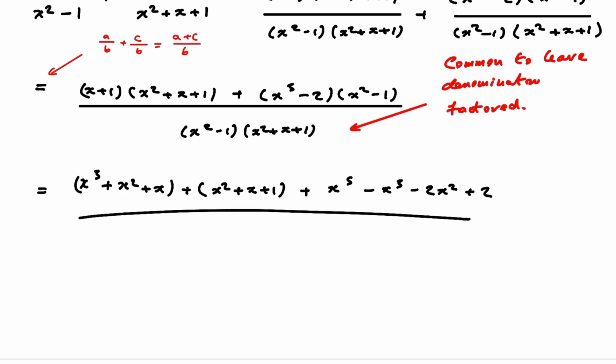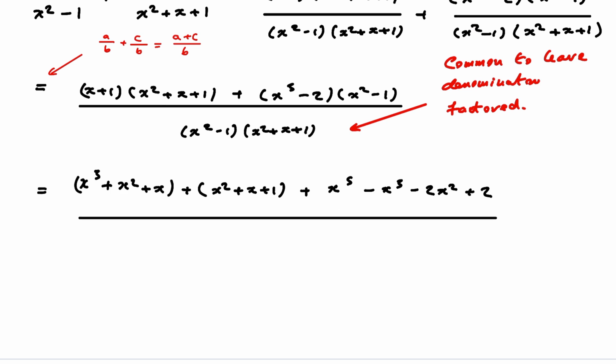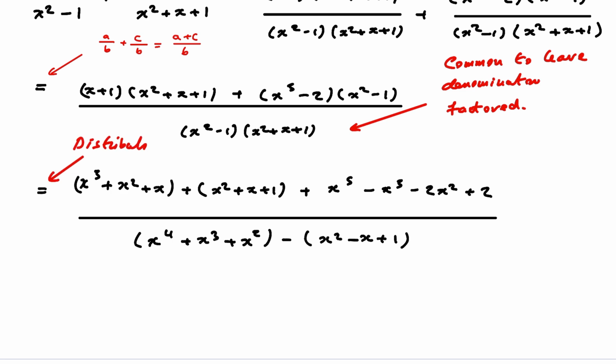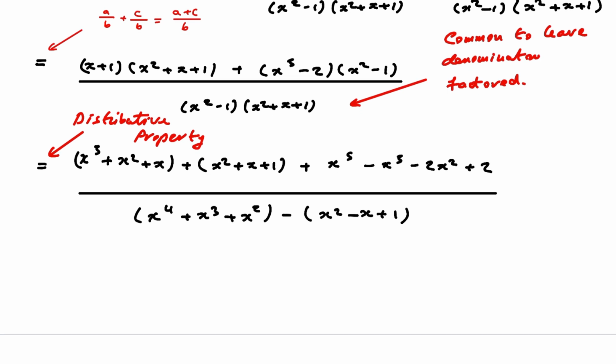At the bottom, I'm going to distribute as well. So x squared times the second is going to be x to the 4 plus x cubed plus x squared, minus all the rest. So that's basically me using the distributive law, or the distributive property, a bunch here. Okay, so at this point now we can gather terms and simplify.